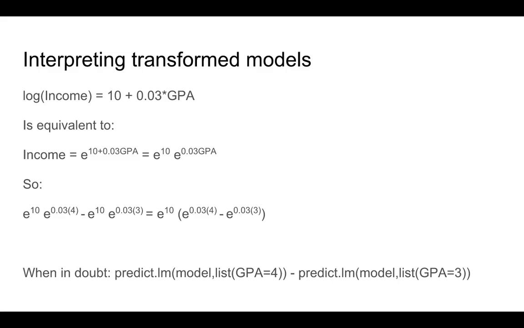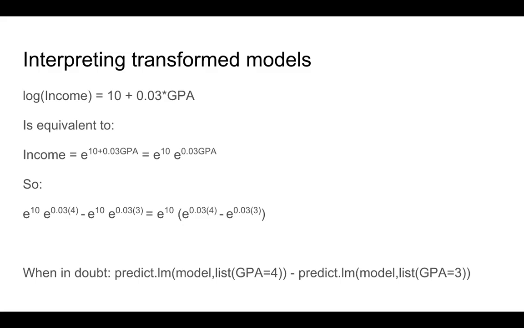E and log cancel each other out. So the left side just has income. On the right side, we now have e to our model. So that's e to the 10 plus 0.03 times GPA. Well, we can split that apart by rules of exponents. We now have e to the 10 times e to the 0.03 GPA. And then we're going to need to take a difference between x equals 4 and x equals 3. And you can simplify, kind of, to this beautiful construction.